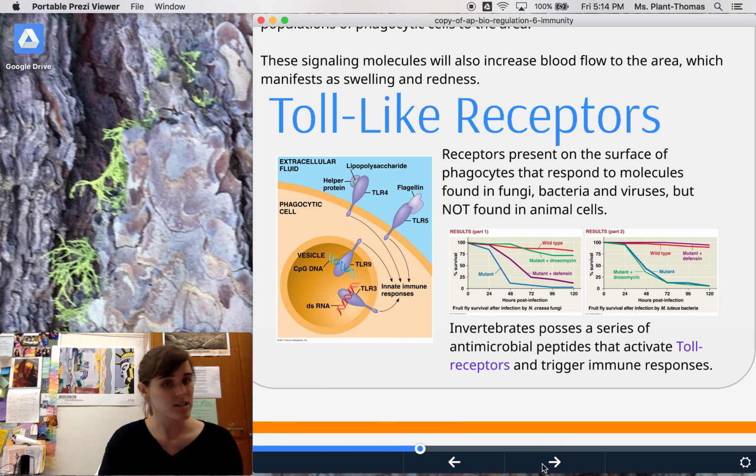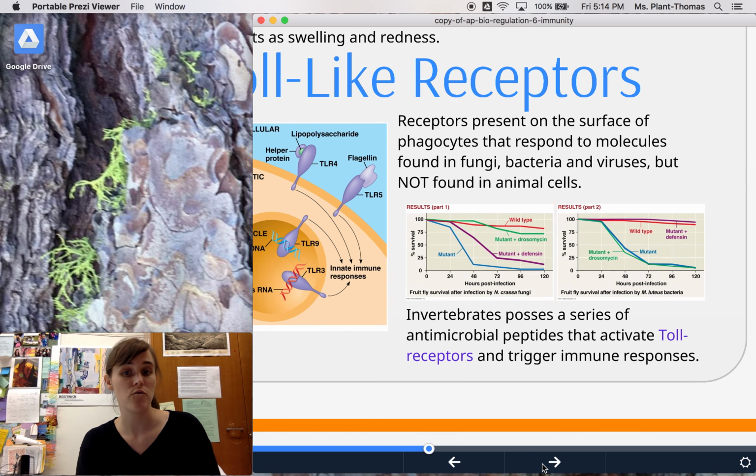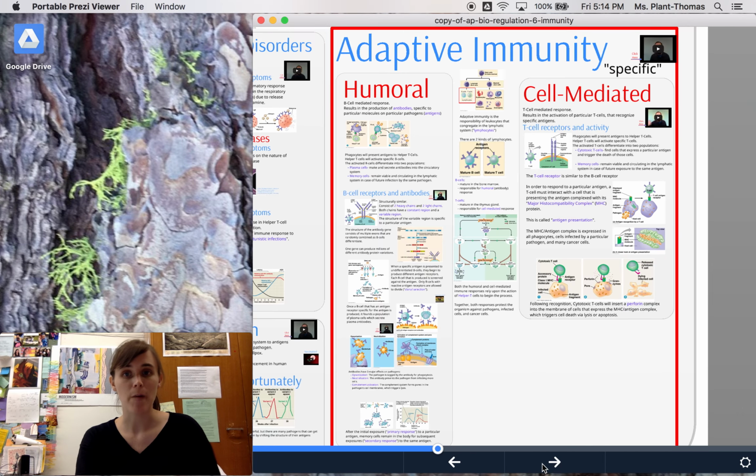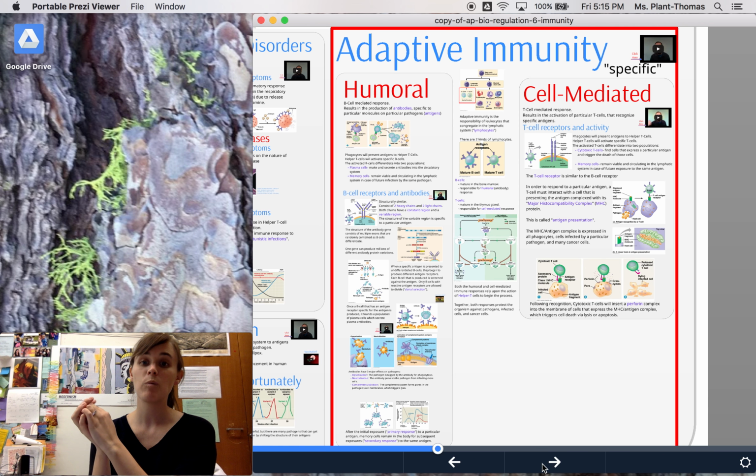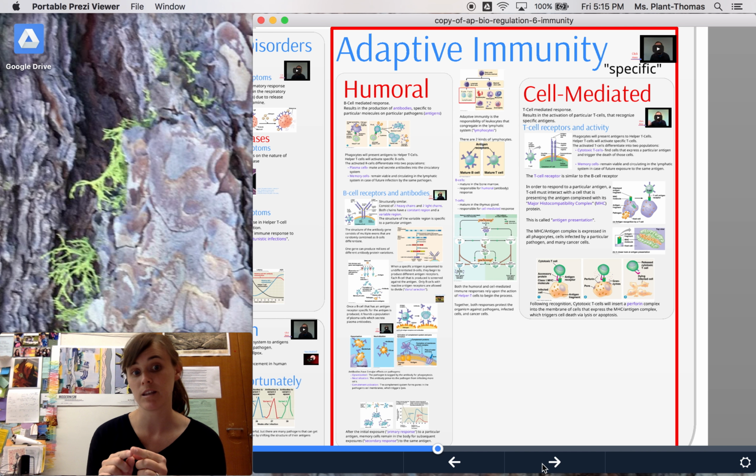Okay, so we're going to actually skip toll-like receptors. That's not something you need to know for the purposes of our class. So moving on. Now we're looking at adaptive immunity. This is the specific part of the immune system, the part where it's targeting one specific pathogen. So rather than just saying, oh, blanket, it's self or not self, and anything that's not self, I'm going to keep out, that's the non-specific part of the immune system. This part is saying, okay, there is something that I know very specifically I need to attack.